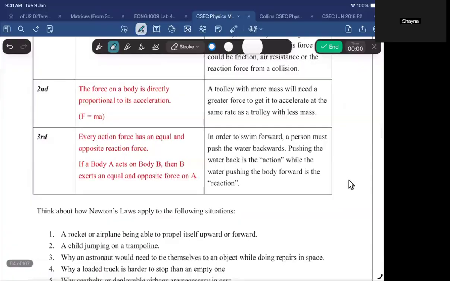All right. The second one. The force on a body is directly proportional to its acceleration. F is equal to m a. Did you know this one? Yes, sir. Okay. And the second one is actually the law of inertia. Do you know what inertia is? Yes, we touched on this a bit in class.